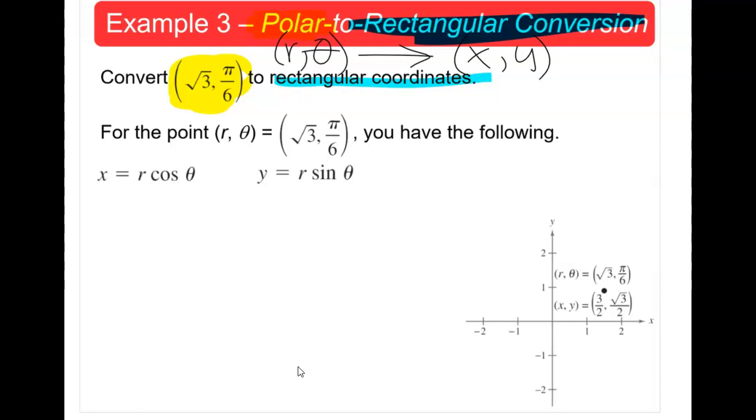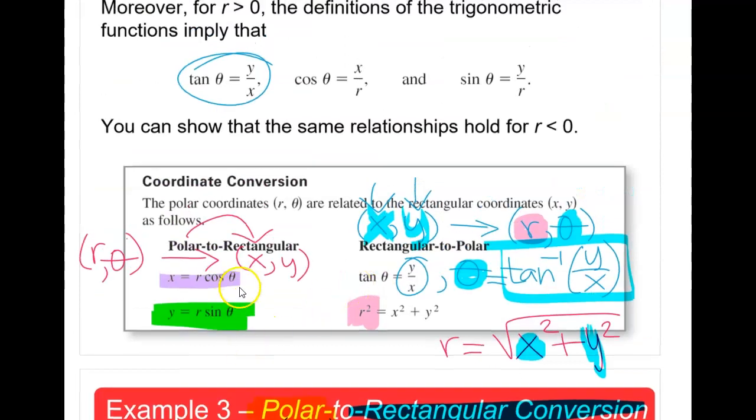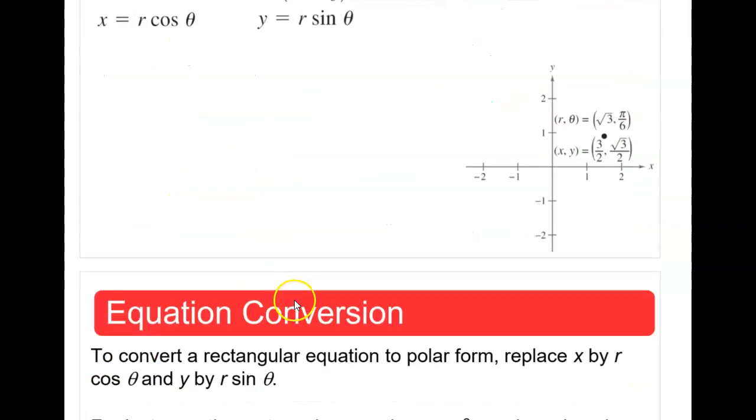So the radius does not have to be an integer. It could be an irrational number. So the fact that r is equal to the square root of 3, there's nothing wrong with that. And then we have that theta is equal to pi over 6. So let's go ahead and use the two formulas that we discussed above right here. Those are the two formulas we're going to use.